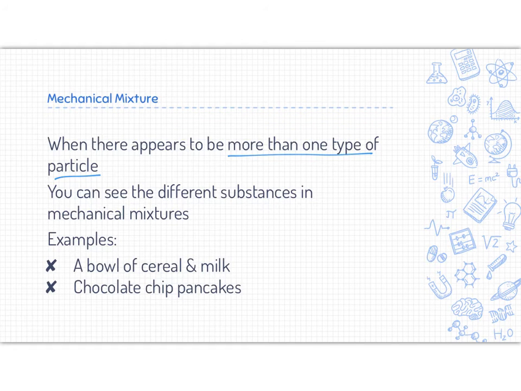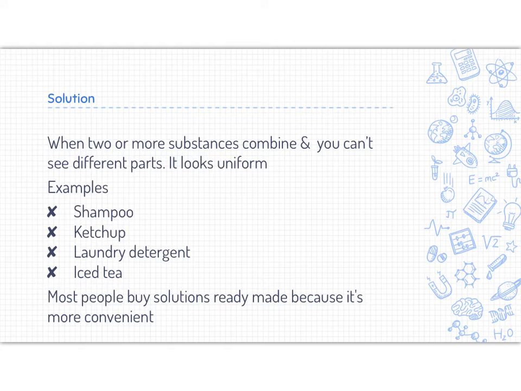That's a mechanical mixture. A solution is when two or more substances combine and you can't see the different parts. It looks uniform. You can't see the different parts with your own two eyes. So examples of this, shampoo, we know that there's lots of different things in shampoo. It's not just one compound. Ketchup is the same. There's lots of different things there. Laundry detergent, like liquid laundry detergent if you want. Iced tea, when you buy a bottle of iced tea, you can't see the iced tea crystals, which are made up of a few different things, and water.